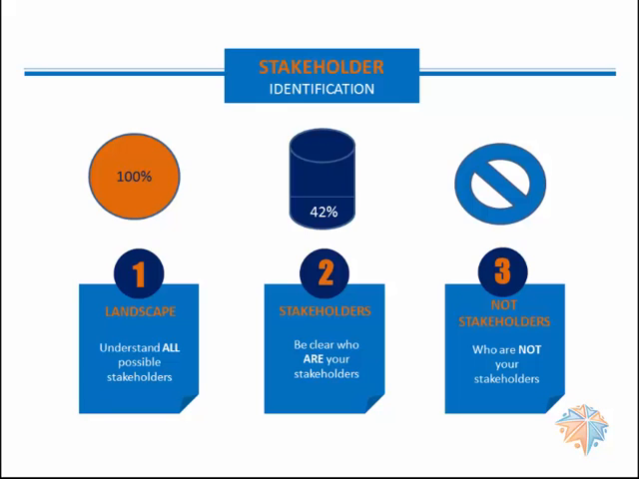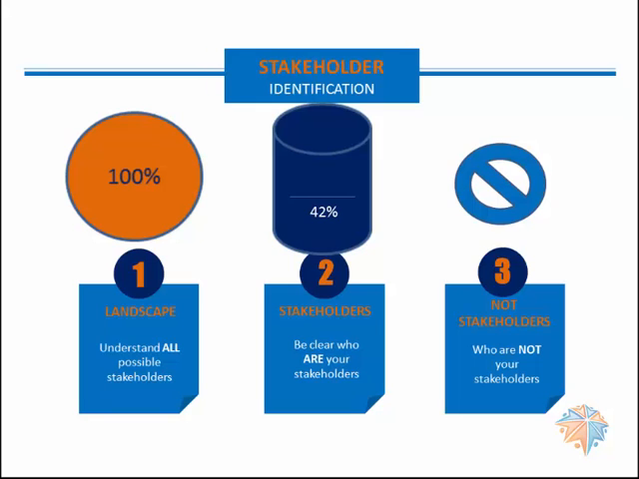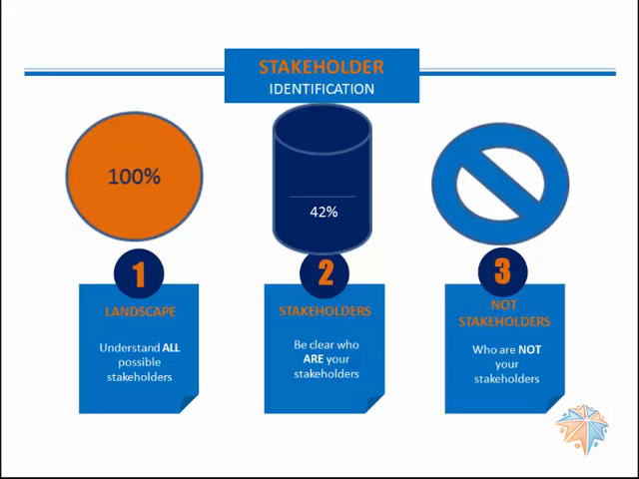So let's recap. Make sure that you identify 100% of all of the possible stakeholders. Understand which of them are your stakeholders and are relevant on your project. And then make sure you understand and be clear on who are not your stakeholders. In the next video, we're going to delve further into this because just because you've put them in the not a stakeholder box doesn't actually mean that that's the end of the relationship. But you'll find out more about that in the next video.